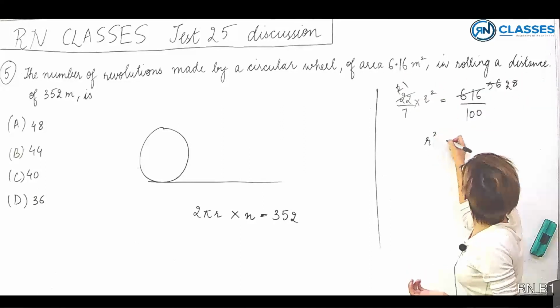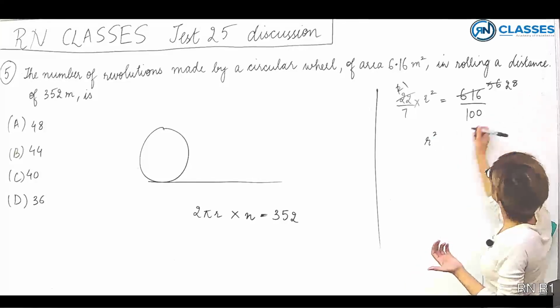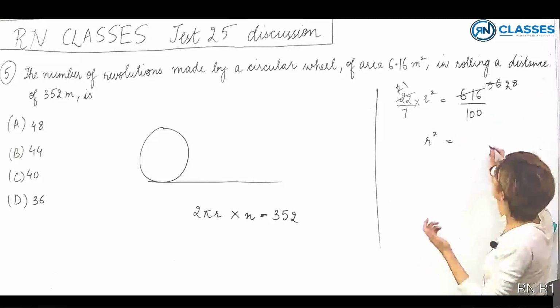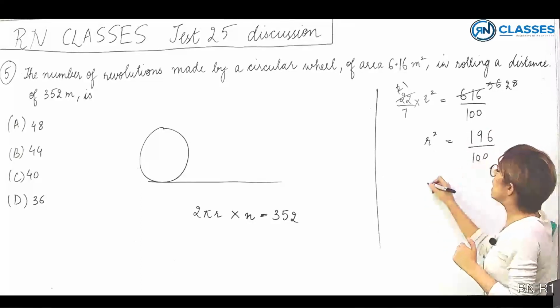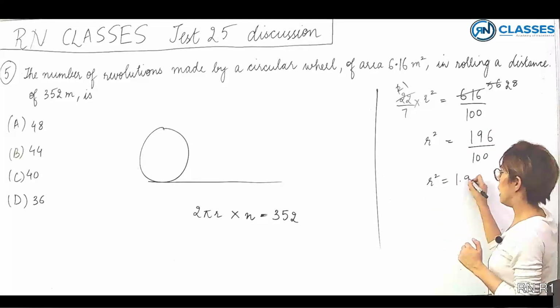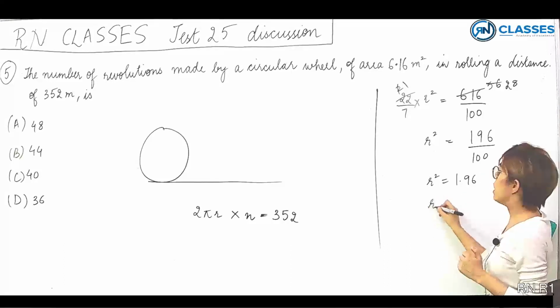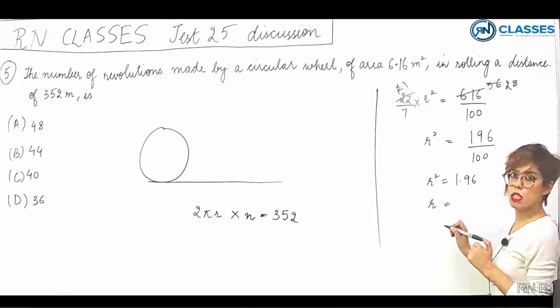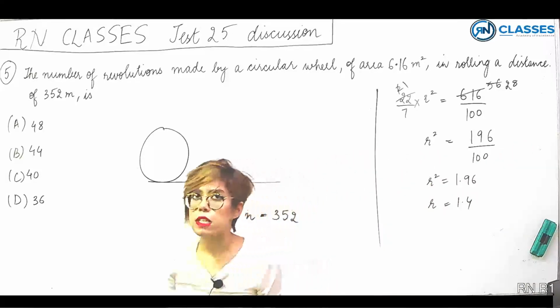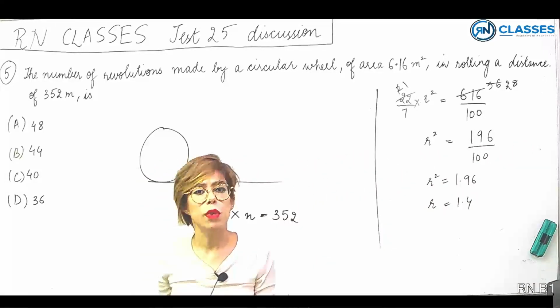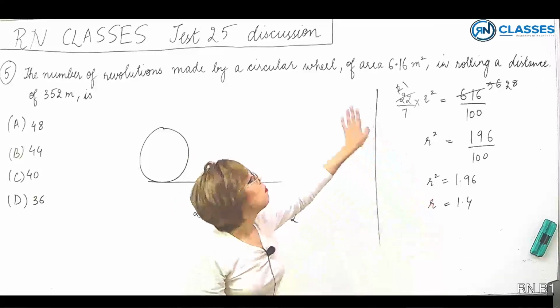So r square, I can further cancel it, right? But why would I want that? 6, 5. 196/100. So basically I have r square equal to 1.96, or I can say r is equal to what? It should be 1.4, I guess. Right? It was 1.96. 196 is the square of what? 14. So that's why 1.4 meter.